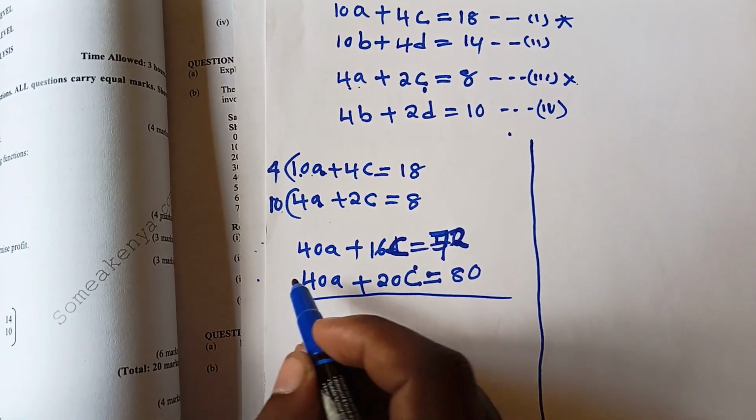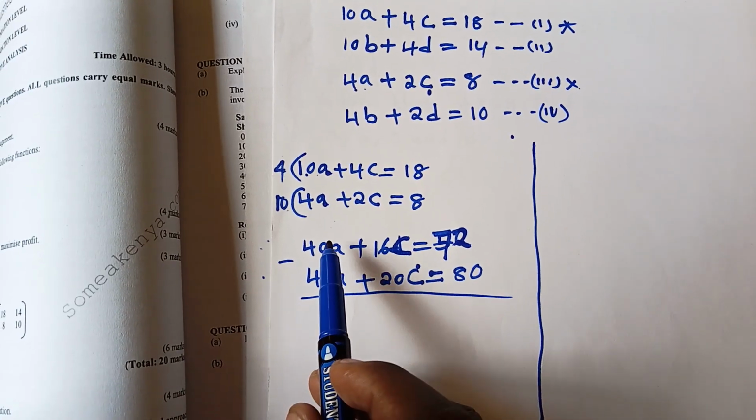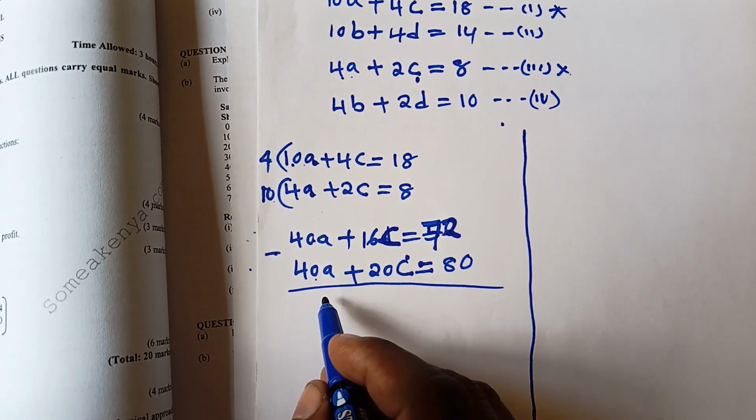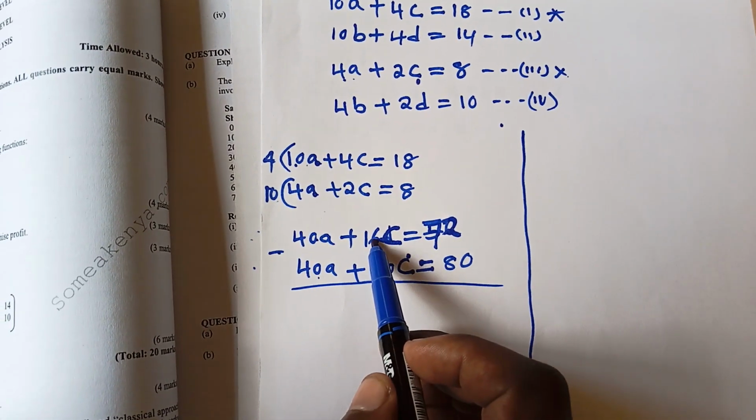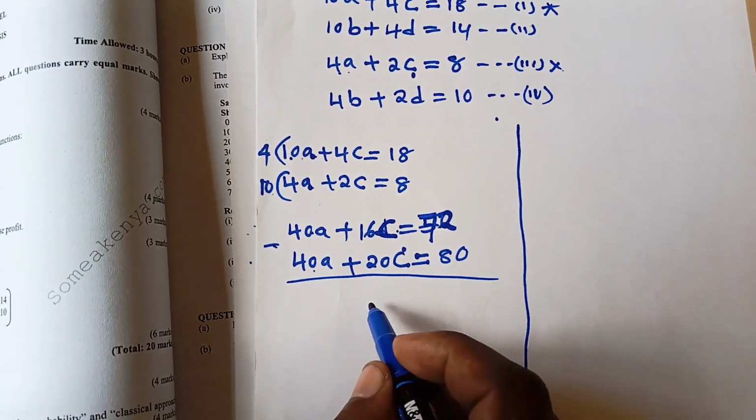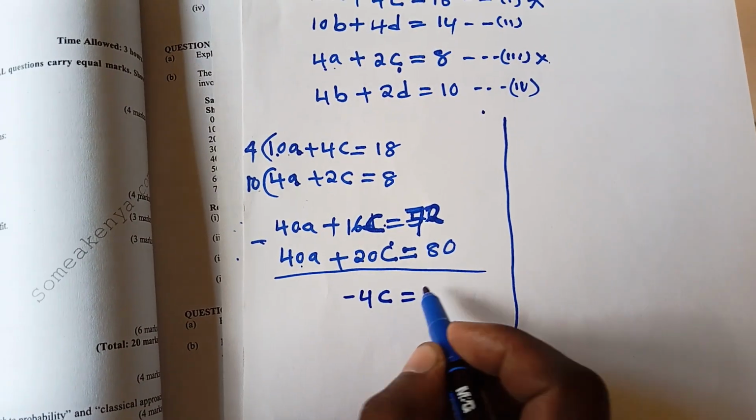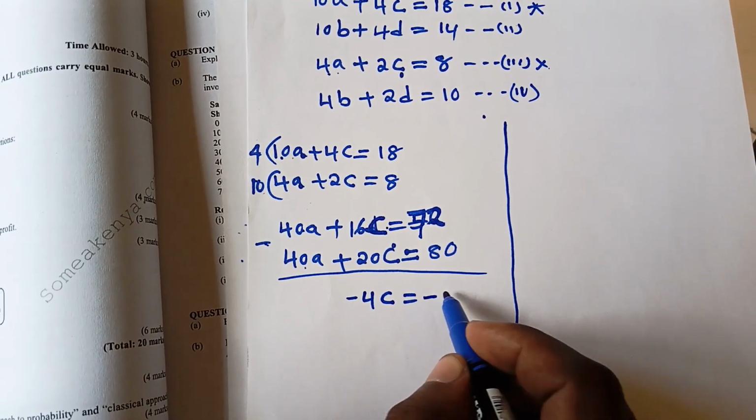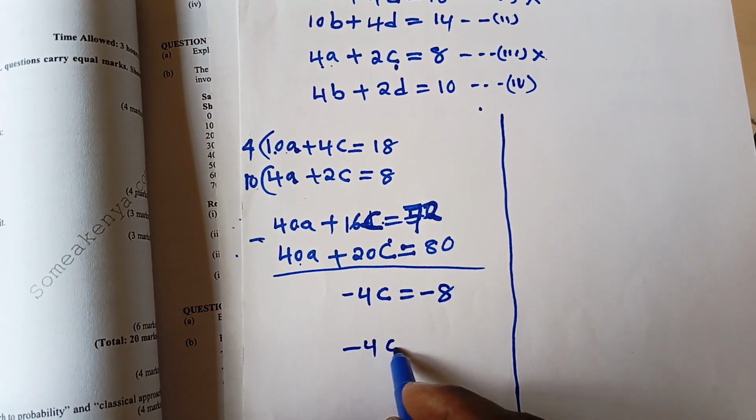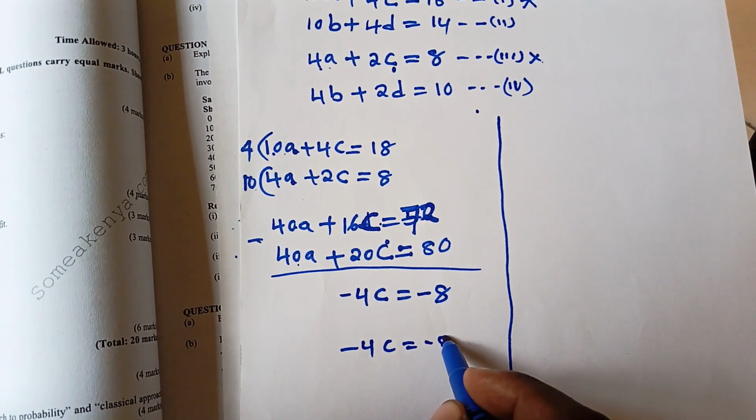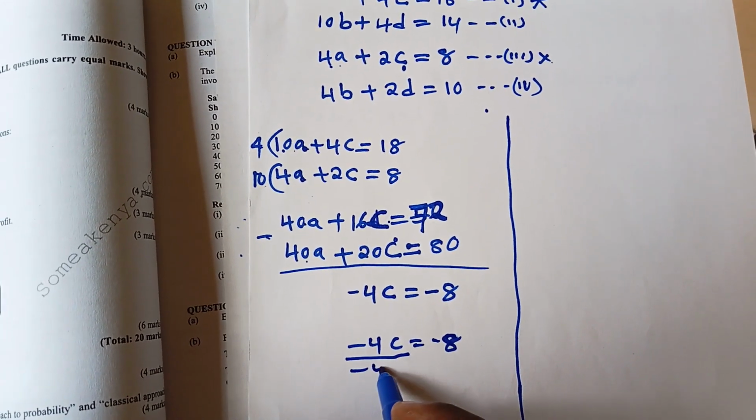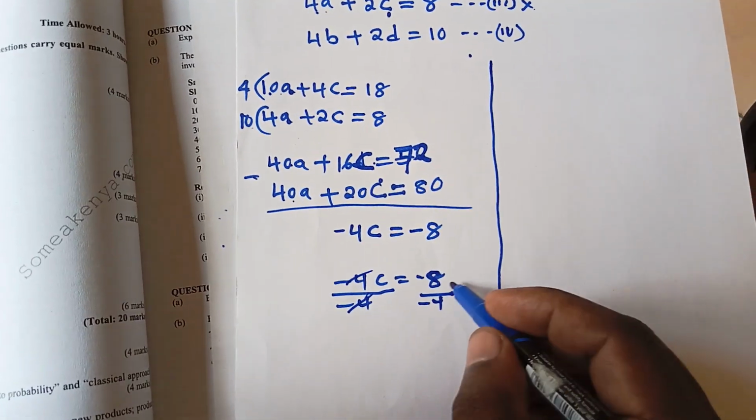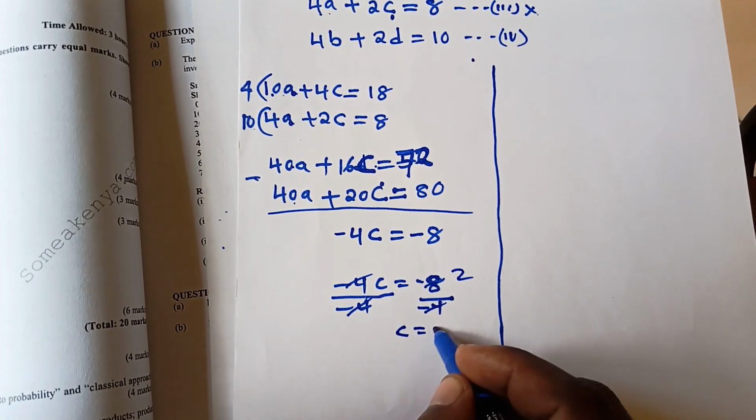The only sign that I can use is the negative sign, so that I can do away with A. So 40 minus 40 is 0. Then we have 16C minus 20C, which is negative 4C. You equate to 72 minus 80, which gives you negative 8. So negative 4C is equal to negative 8. I want to find the value of C, so I have to divide by negative 4 on both sides. So C is equal to 2.